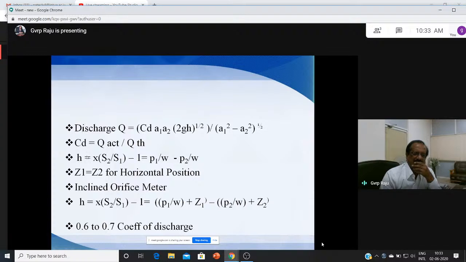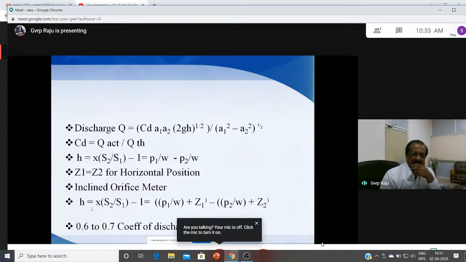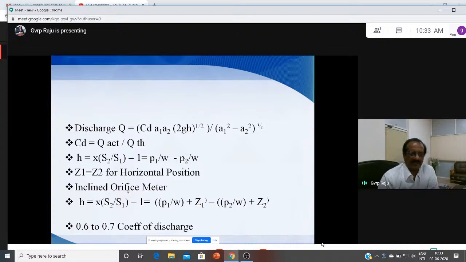Q actual, with Cd the coefficient of discharge. The Cd value is 0.6 to 0.7 and the manometric head H is equal to x times (S2 by S1 minus 1), same as before. Z1 equals Z2 when it is horizontal, and we have a piezometric head difference for positions other than horizontal for the orifice meter.